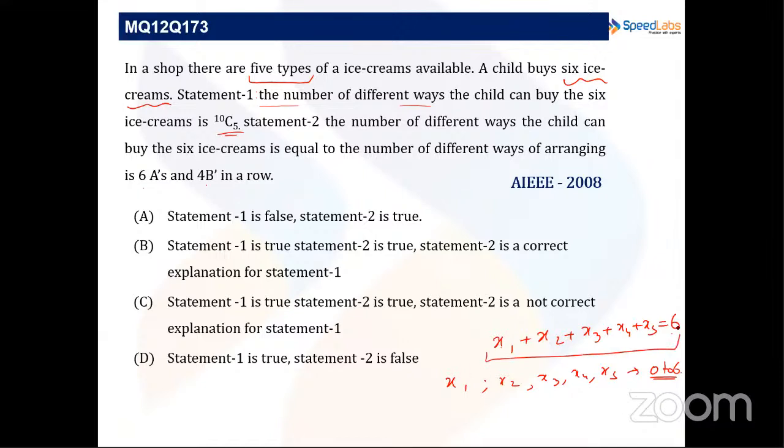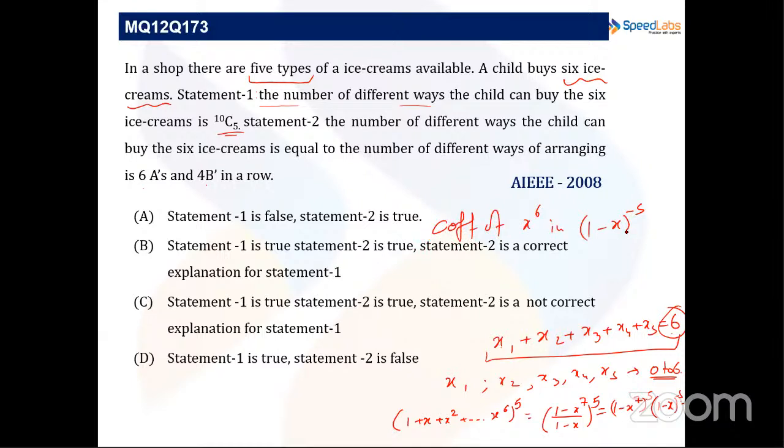So we already know how to solve this type of questions. See, the value of x1 will be from 1 plus x square plus so on up to x to the power 6, five times. From binomial it will be 1 minus x to the power 7 upon 1 minus x, whole to the power 5, that will be 1 minus x to the power 7 to the power 5 into 1 minus x to the power minus 5. So what we have to do is find the coefficient of x to the power 6, because the total value should be 6, from the expansion of 1 minus x to the power minus 5. So we know the formula for this.